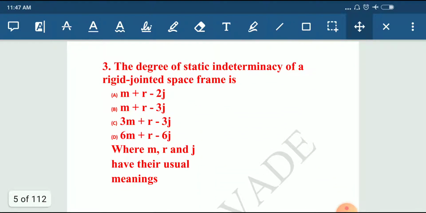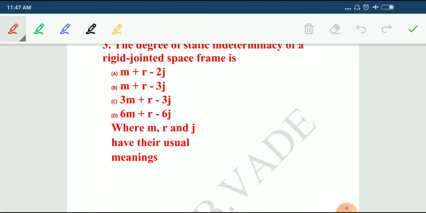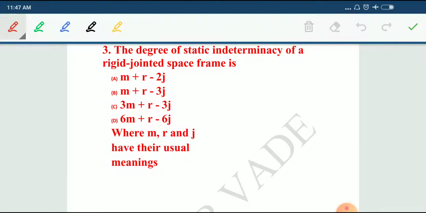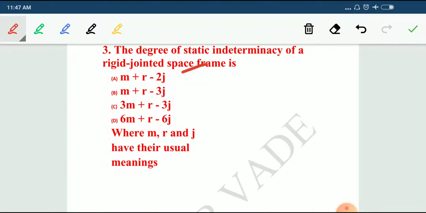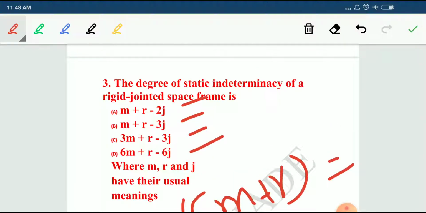The degree of static indeterminacy of a rigid jointed space frame is: for a space frame, which is the correct answer? I think you should know. The options are m plus r minus 2j, or m plus r minus 3j, or 3m plus r minus 3j, or 6m plus r minus 6j. For this one, the answer will be 6m plus r minus 6j. This can also be written as 6m plus r equal to 6j.